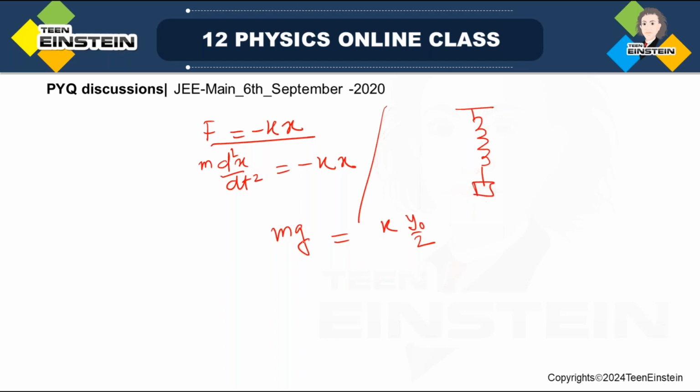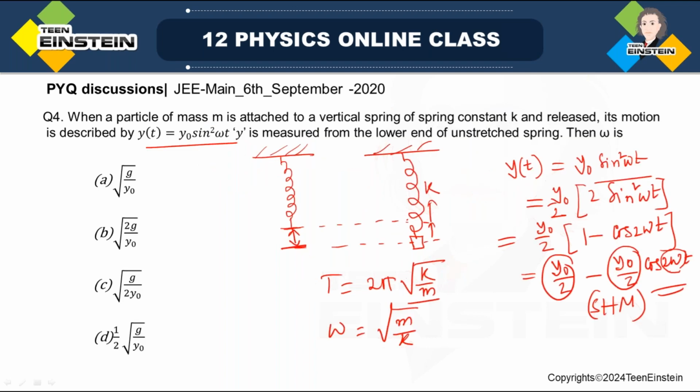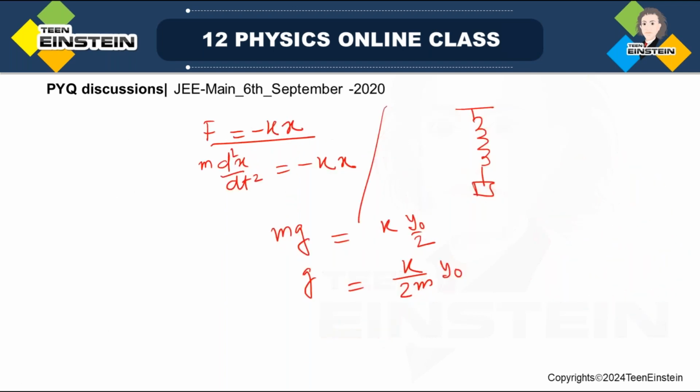Then g acceleration is k by 2m into y0, the displacement, obviously. So what we are going to find out, I'm sorry, this y0 is not the variable. Here the variable is this one, y0 1 minus of this. So this is the amplitude part.